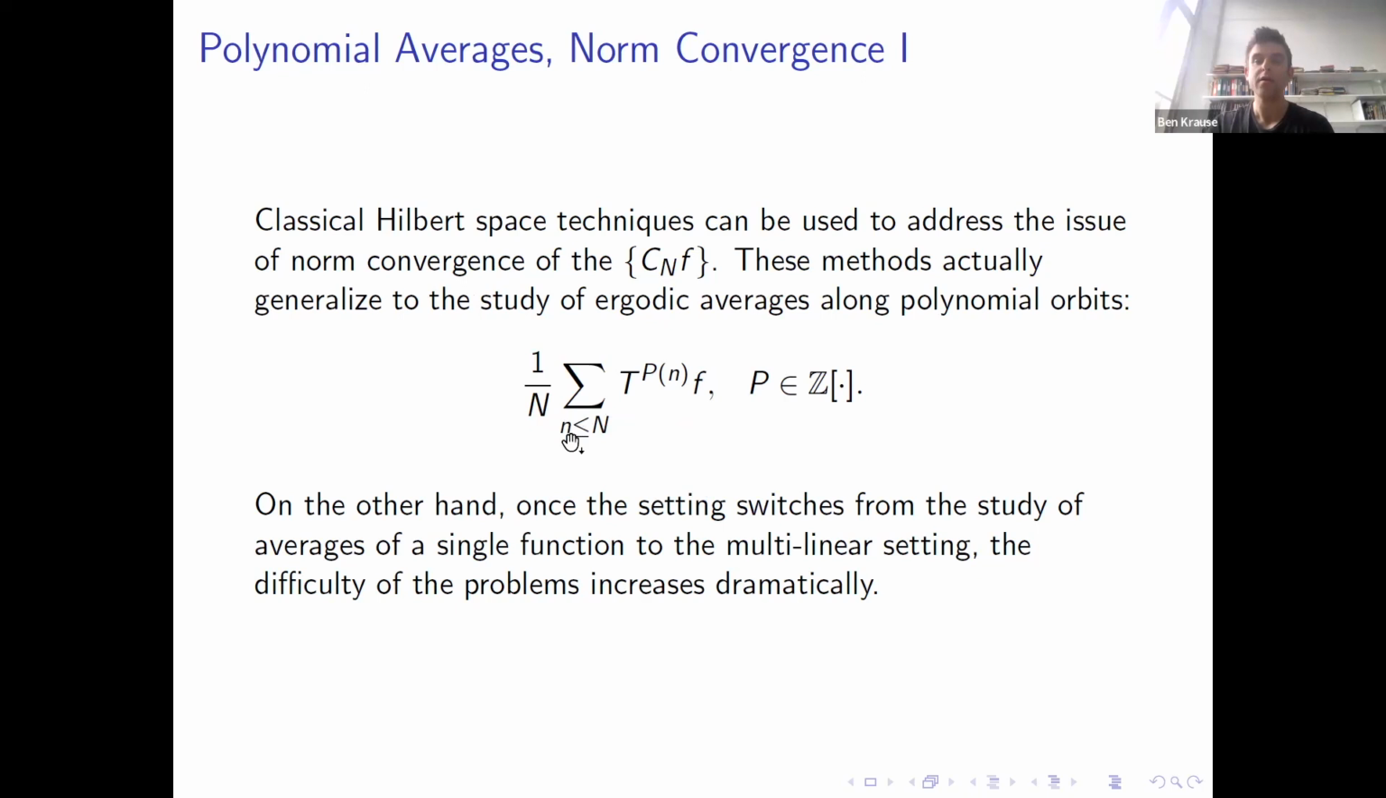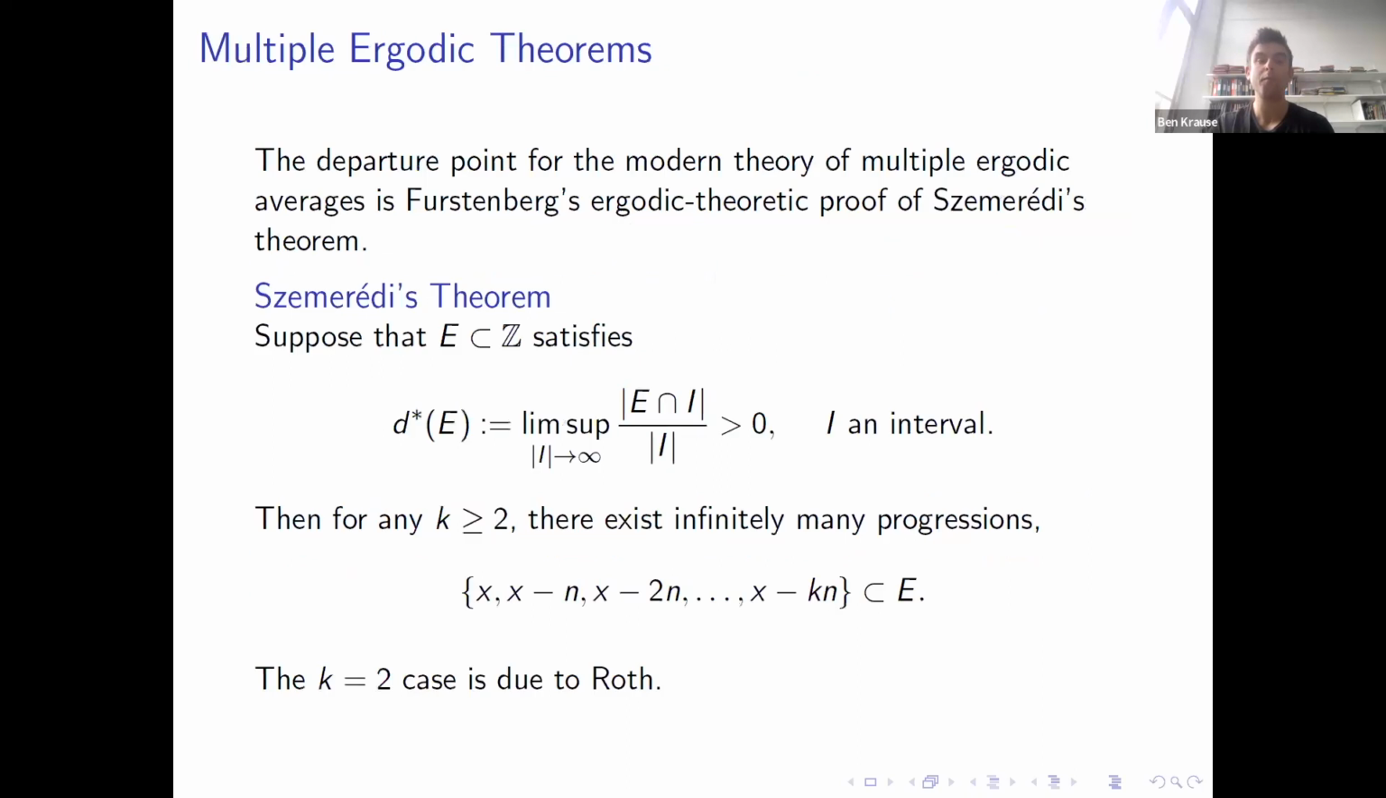So the linear theory is not so exciting in the norm convergence setting, but once you switch from one function to multiple functions, the difficulty increases a lot.